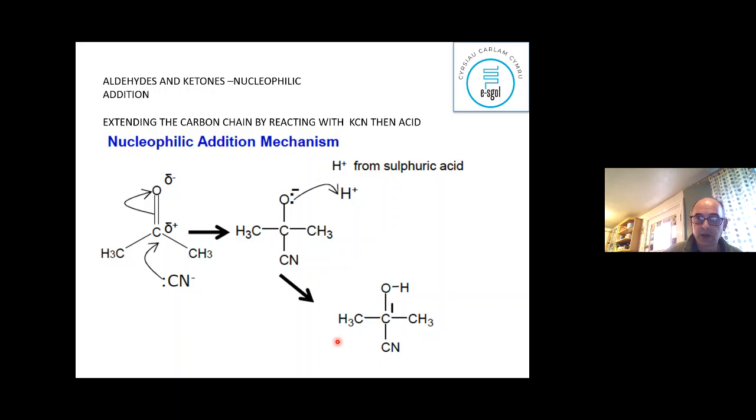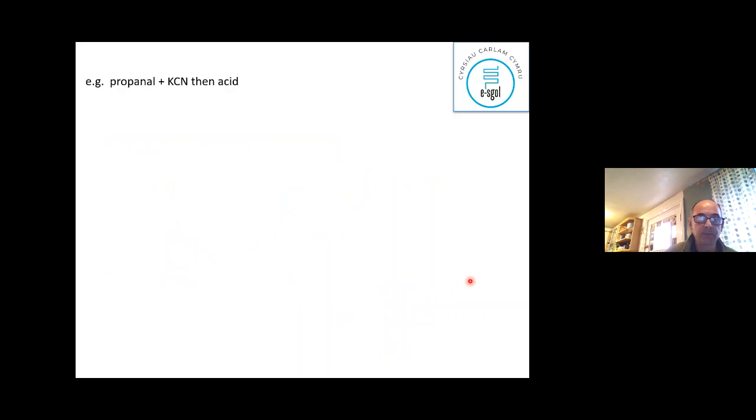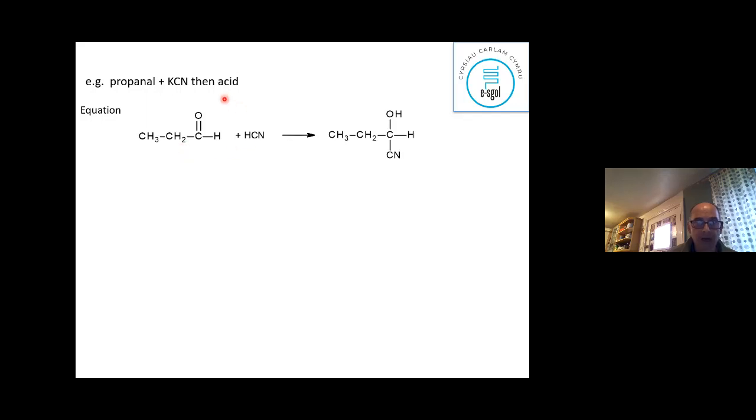Now this nitrile is useful in extending the carbon chain. It's marked here because the carbon here has 4 different groups, so it can show optical isomerism. Looking at propanal and HCN, hydrogen cyanide, we've got an aldehyde with HCN, and we form the hydroxynitrile. The carbon chain has been extended by 1 carbon.